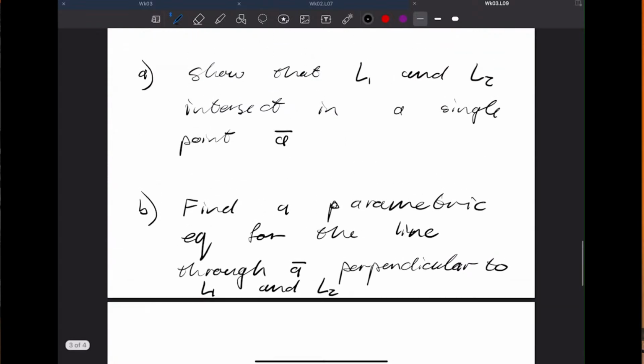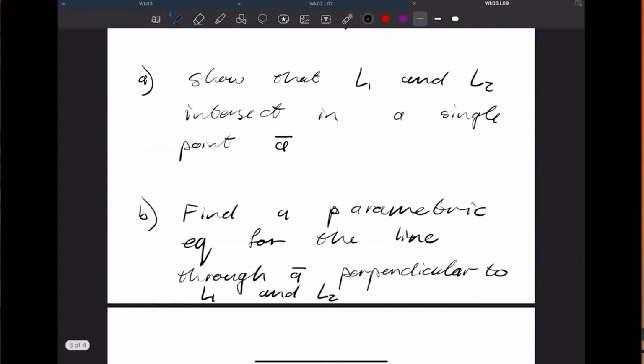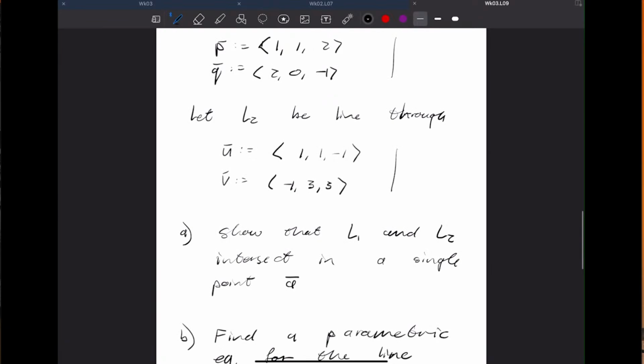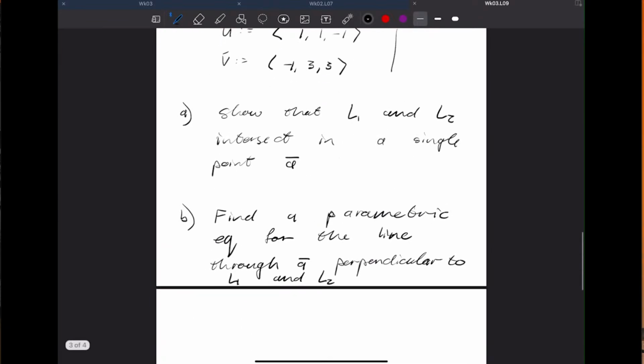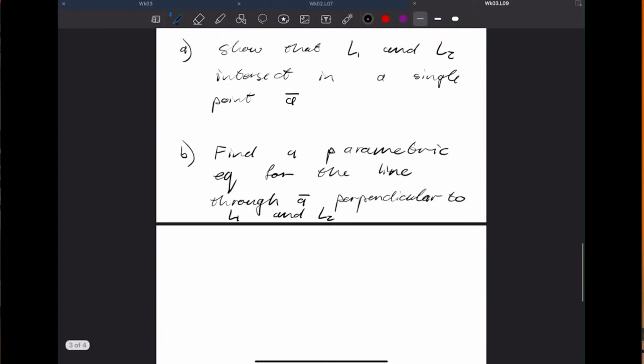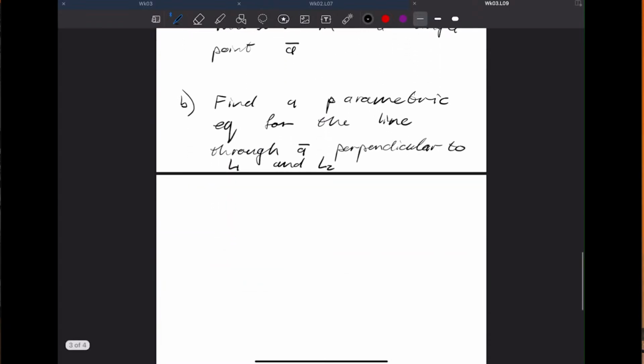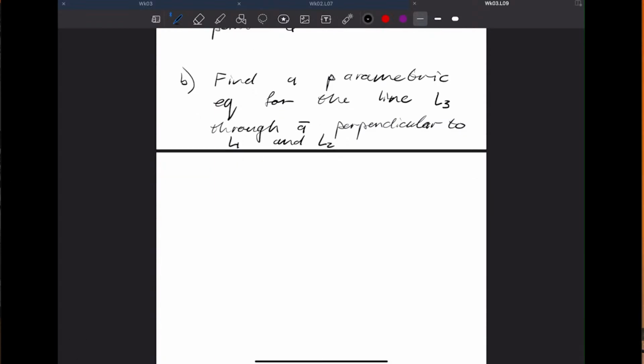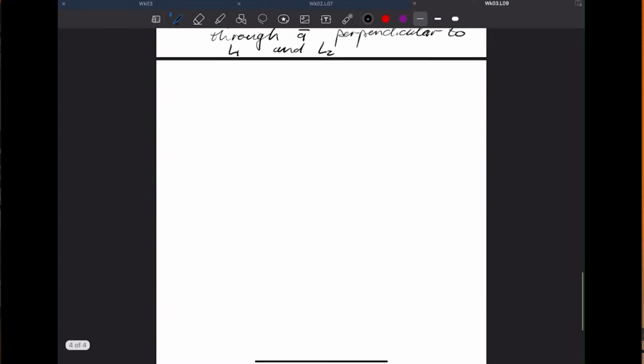Okay, so that is our question. Here we have a line through these two points, and a line through those two points. Then we have two questions. Show that these two lines intersect in a single point, and find a parametric equation for the line, let's call it L3, through the point of intersection, but which is perpendicular to both L1 and L2.